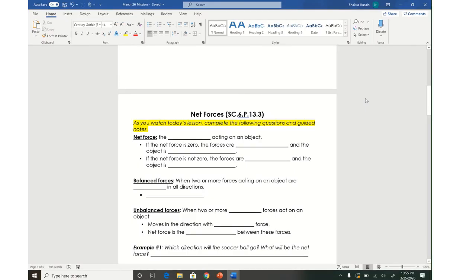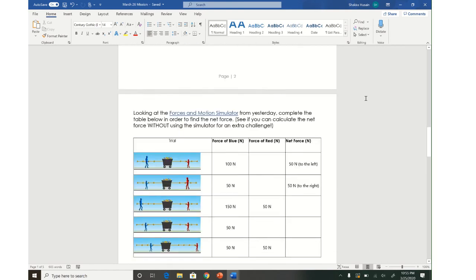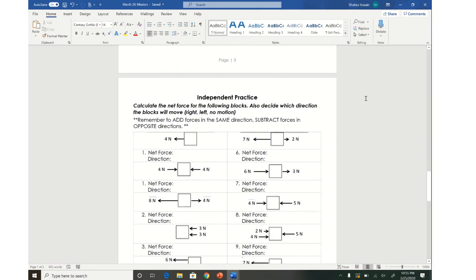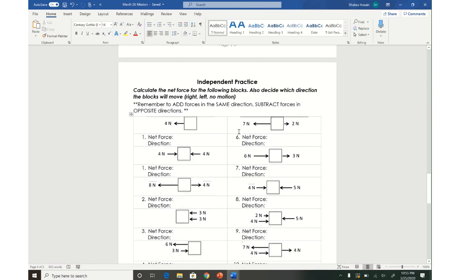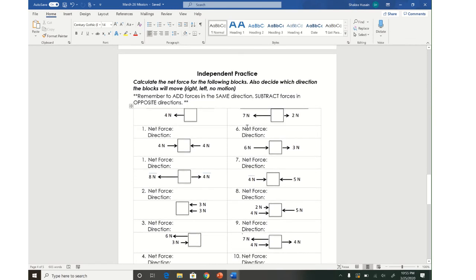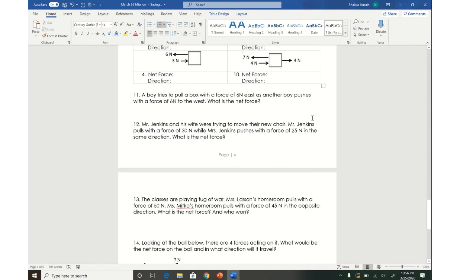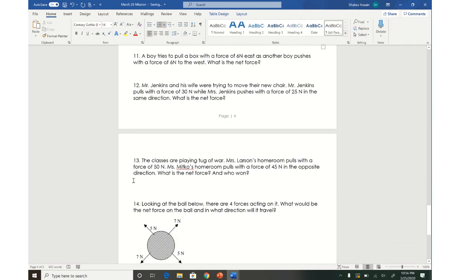All right, y'all. So now that you have finished the lesson and filled out your guided notes, go ahead and scroll down to page 4, and you're going to be completing the independent practice problem. So you're calculating the net force for each of the following blocks and also deciding which direction the blocks are moving. So you can just type it straight in here. So maybe I would say it's moving 5 newtons to the right. I am not saying if that is right or wrong. That is up for you to think about and figure out yourself. So go ahead and do those problems, and then there are a few word problems as well.